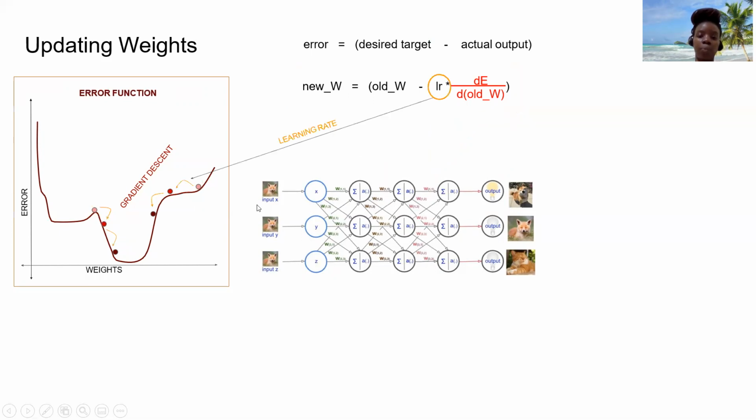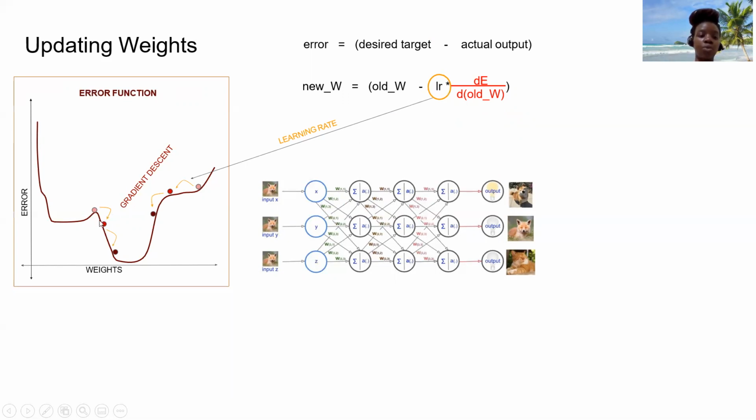As you can see, this value here, the LR, is what we call the learning rate. The learning rate is a parameter which we use to moderate the amount of change that we are putting in the weight, so that we don't overshoot or undershoot.